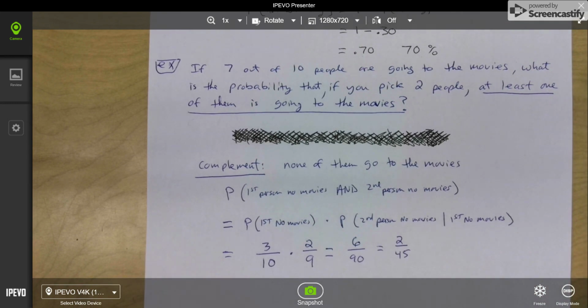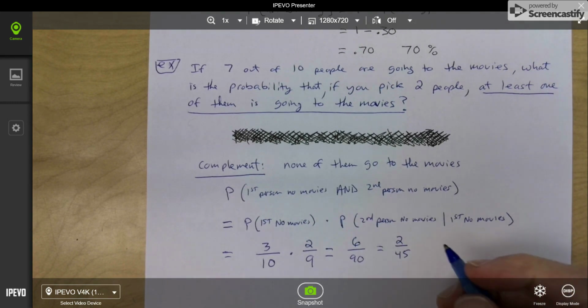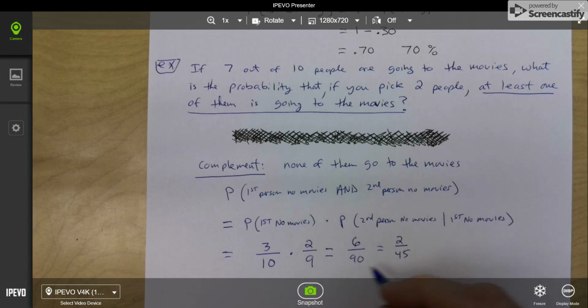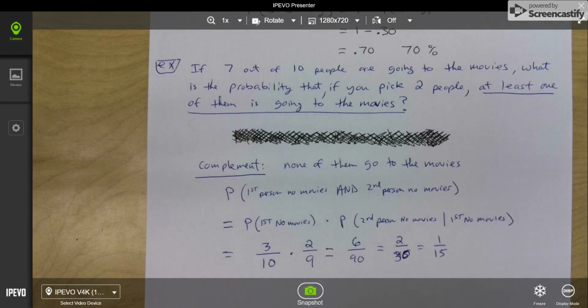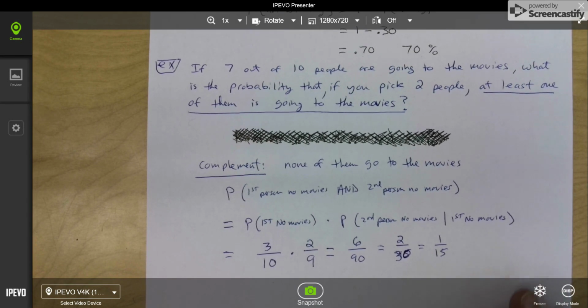Oh, I'm sorry, take a 3 out. It's going to be a 2, and that's going to be a 30, 2 over 30, sorry, which is 1 over 15. And so that's the probability that both people do not go to the movies.